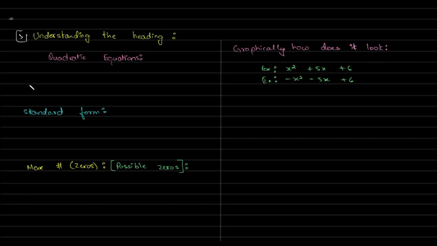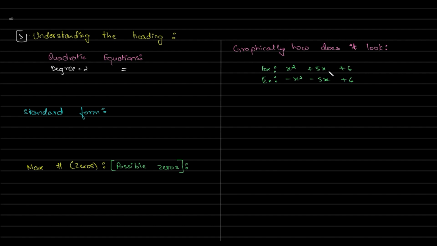Let's understand the heading. The quadratic equation deals with a degree equal to 2, and an equation is one with an equal sign. So it is an expression being equated to another expression, and the highest power over there is 2. That is a quadratic equation.